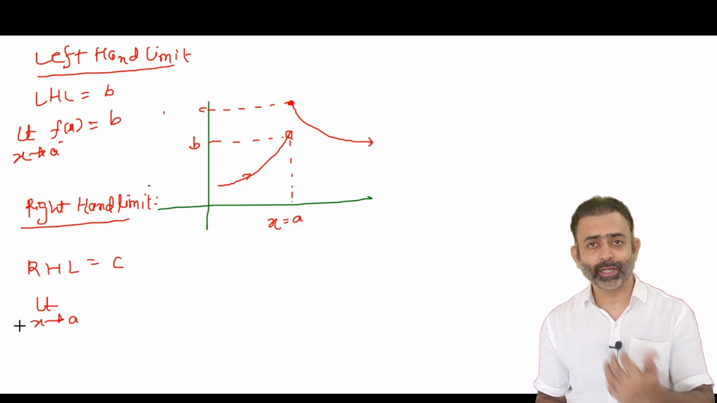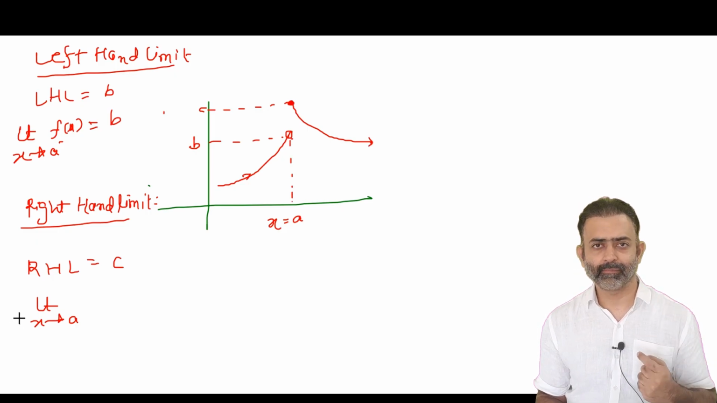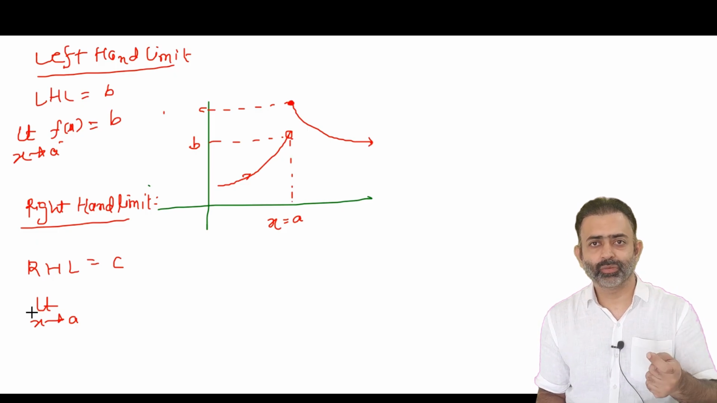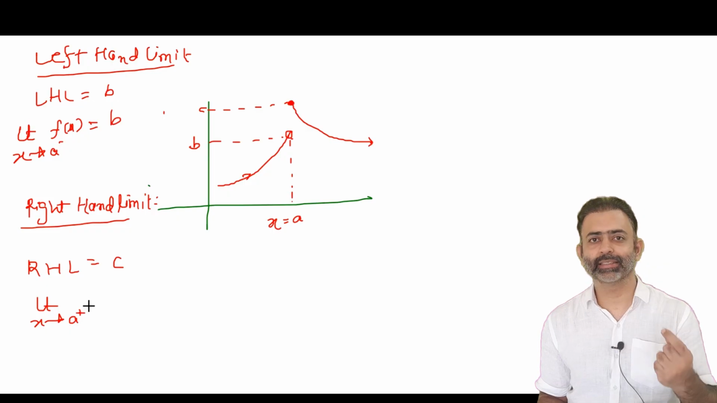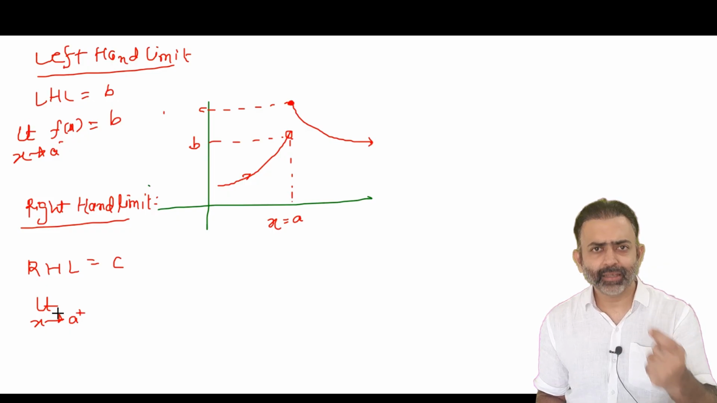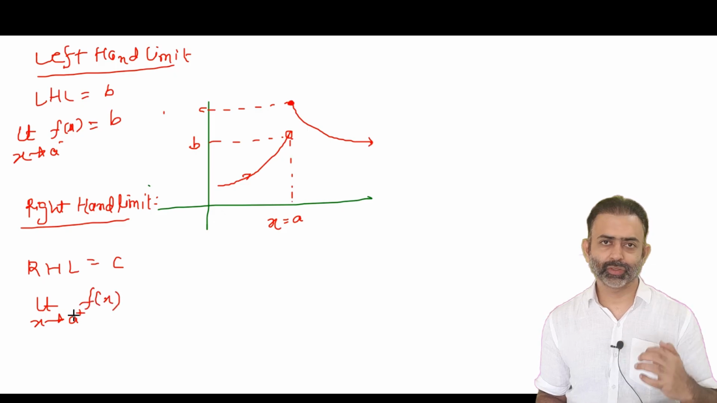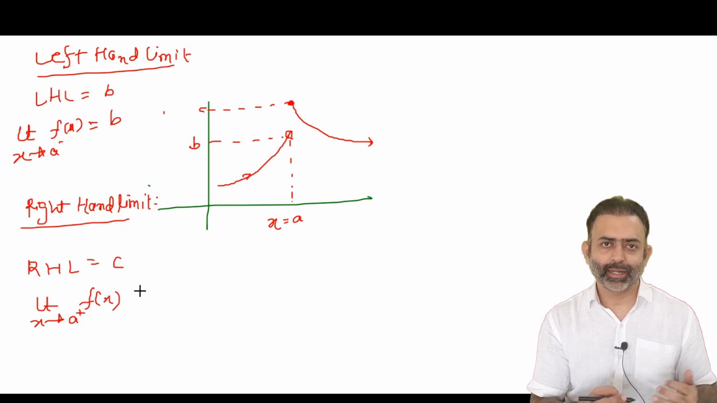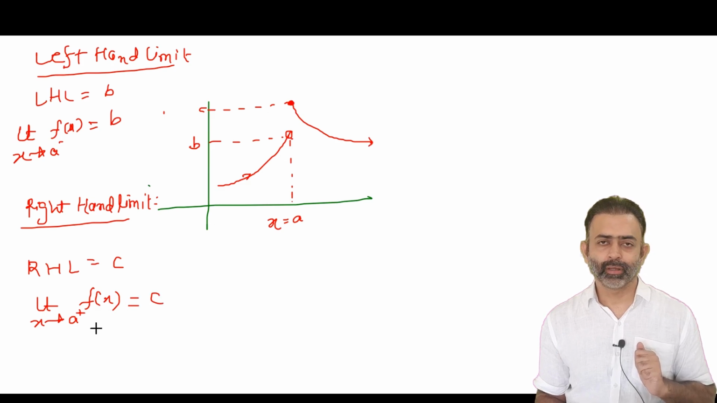Now, since I'm moving from the right direction towards a value which is slightly greater than point A, that greater value to point A is denoted by A plus. Just like A minus was slightly less than A, A plus is slightly greater than A. And then f(x). So this is the notation for writing RHL, and it is coming out to be C.